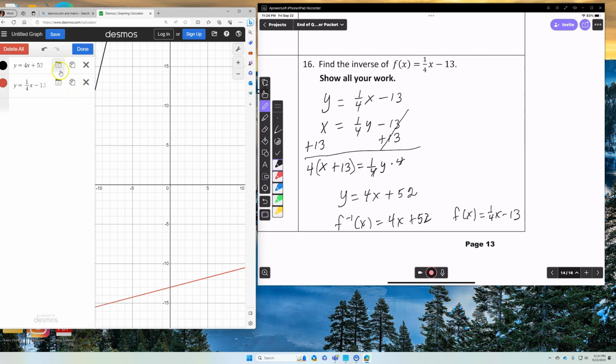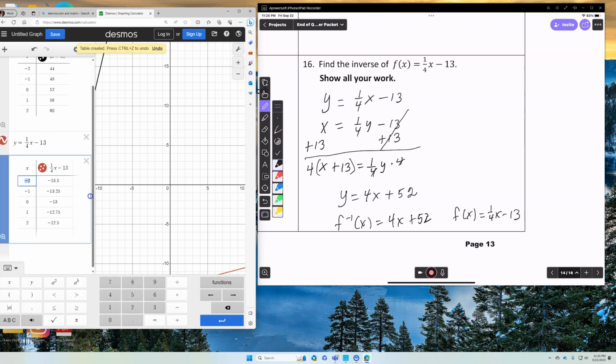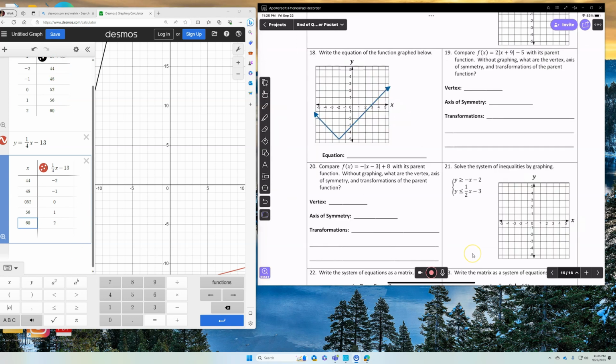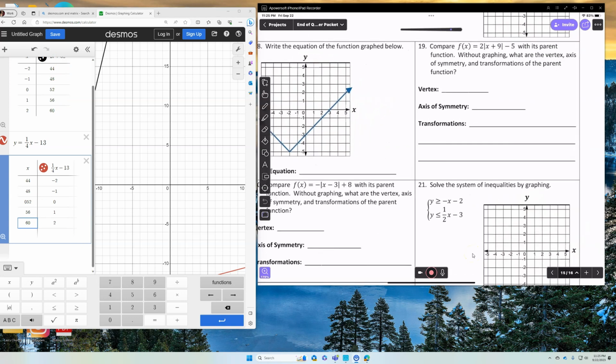Look at your tables. So if I were to type in 44 here, I get -2 back. You see that? If I type in 48, I get -1. If I type in 52, I get 0. If I type in 56, I get 1. If I type in 60, I get 2. So it does check.